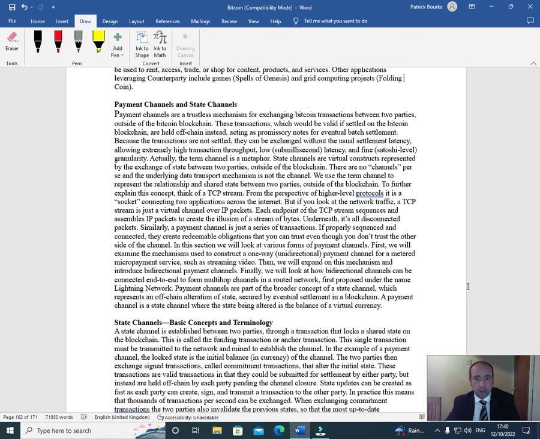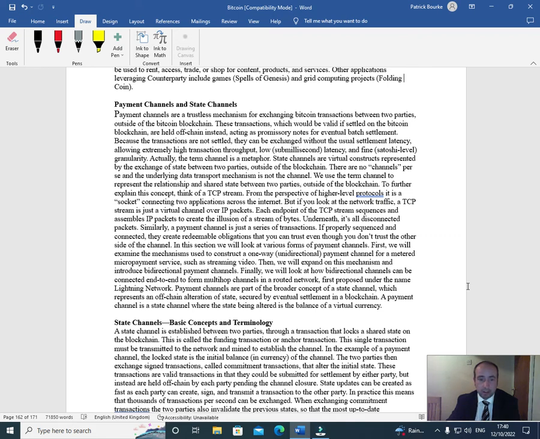Actually, the term channel is a metaphor. State channels are virtual constructs represented by the exchange of state between two parties outside the blockchain. There are no channels per se, and the underlying data transport mechanism is not the channel. We use the term channel to represent the relationship and shared state between two parties outside the blockchain.